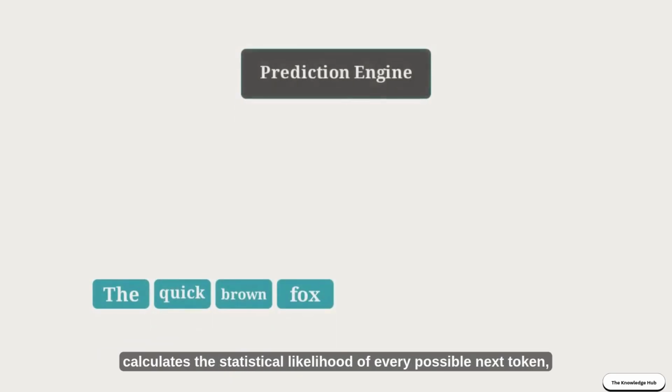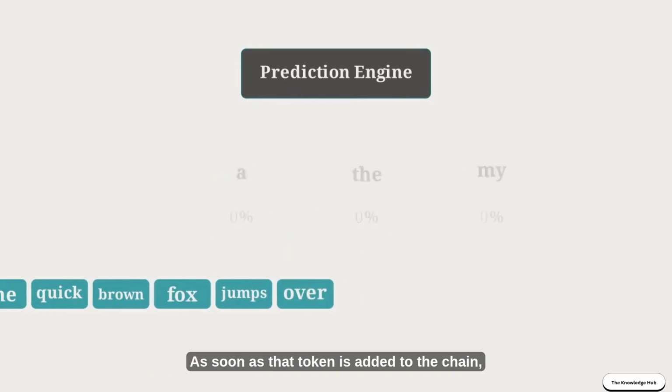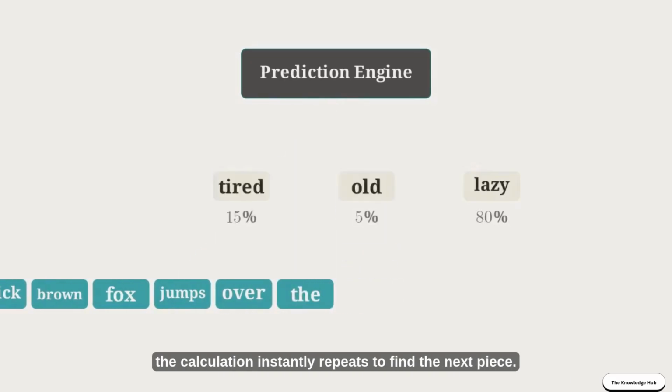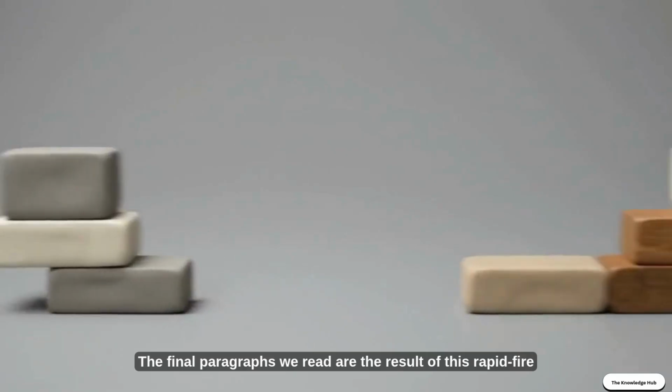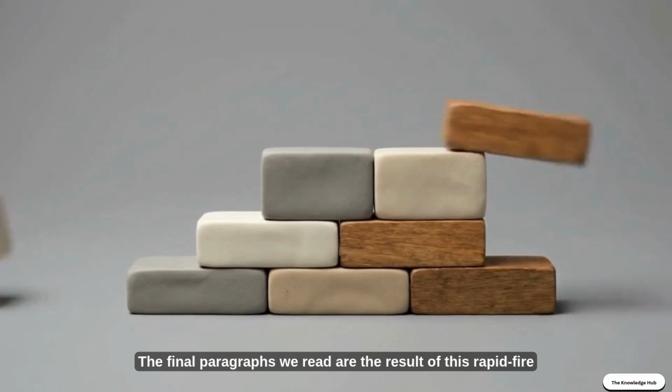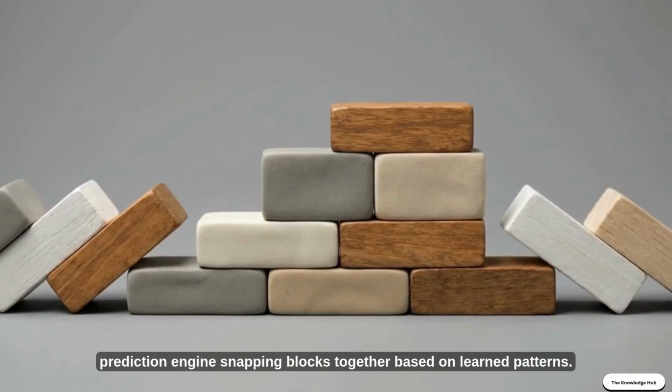This diagram shows the generation mechanic. The system calculates the statistical likelihood of every possible next token, then selects the one with the highest probability. As soon as that token is added to the chain, the calculation instantly repeats to find the next piece. The final paragraphs we read are the result of this rapid-fire prediction engine snapping blocks together based on learned patterns.